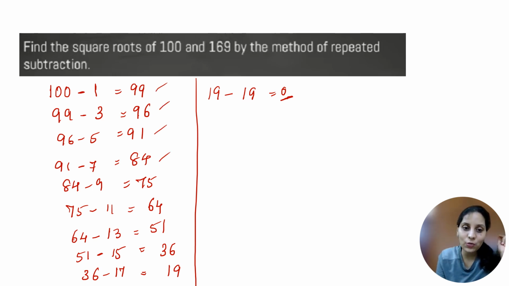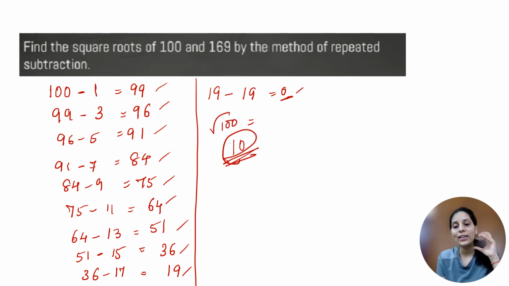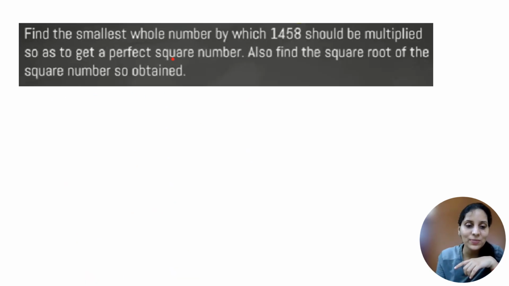1, 2, 3, 4, 5, 6, 7, 8, 9, 10. So there are 10 steps. So the square root of 100 is basically 10. So your final answer will be the number of steps. Now similarly you will do it for 169. That's your homework. It's the same thing. You will just keep on subtracting the odd numbers. It will be many steps, so I'm just skipping this and moving on.